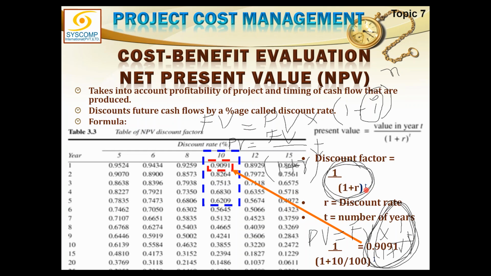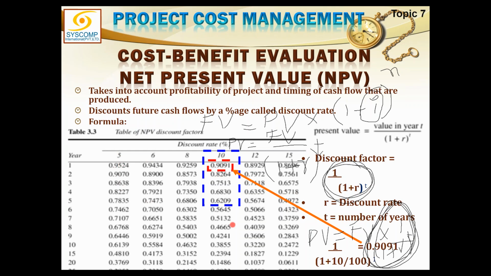So if I put different values of R and T here, I can calculate all the values. I can make a matrix like this. On one side, I put the number of years. On the other side, I put the discount rate. And I put these two values, this year and this rate, into this formula. And whatever is the answer, I write it here.